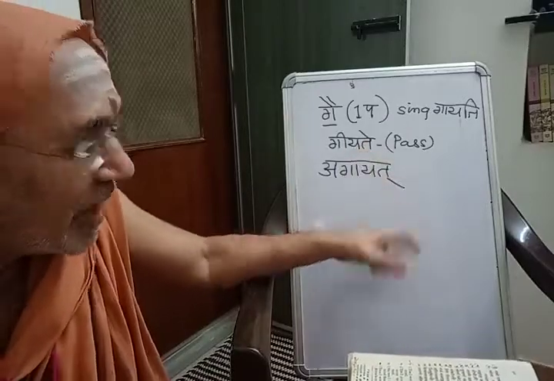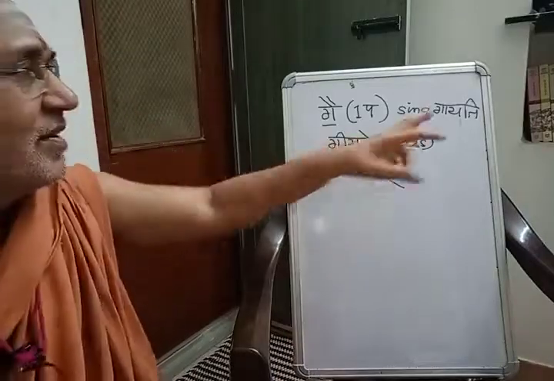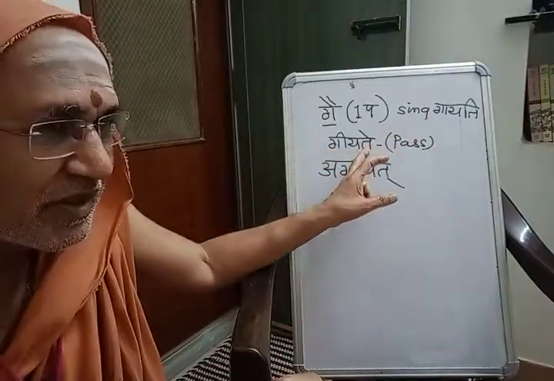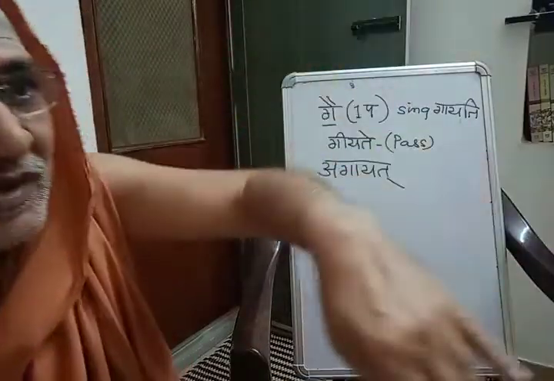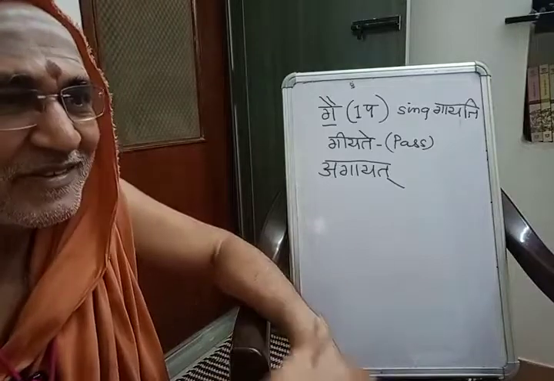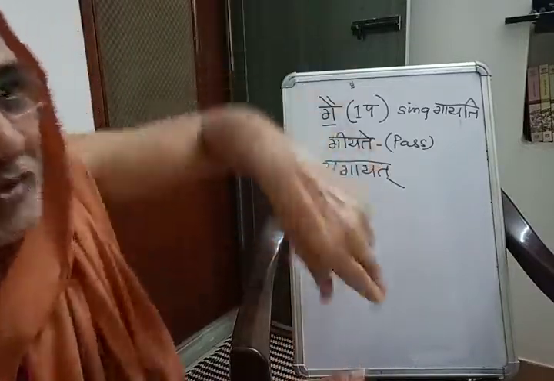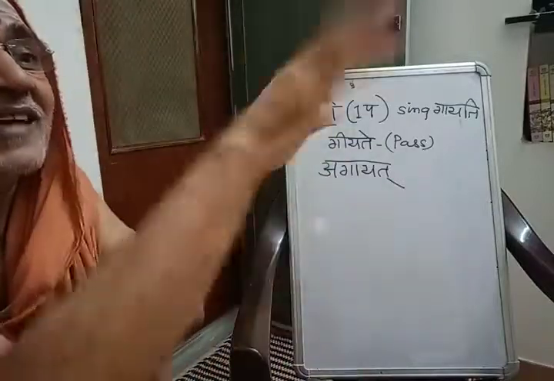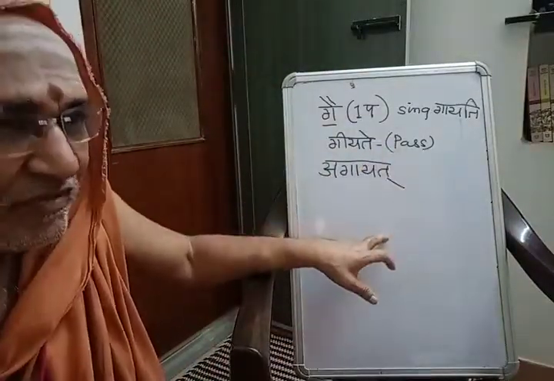Now this is the Parasmai Pada we are learning. When you learn the Atmane Pada, you have to learn two things. One is the present tense changed to Atmane Pada. Then every verb changed to passive, the passive verb in Atmane Pada. Past tense again, the passive past tense. See, giyate is sung. This again you have to make into past tense, agiyata. We have not learned that yet, we'll learn it.